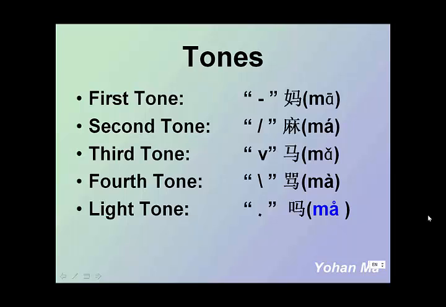This light tone is usually used at the end of a sentence. For example, ma is a symbol of a question mark. 你喜欢他吗? Ma, that's very, very light. 你喜欢他吗? Do you like him? Not 你喜欢他吗? Okay, these are the four tones plus the light tone.